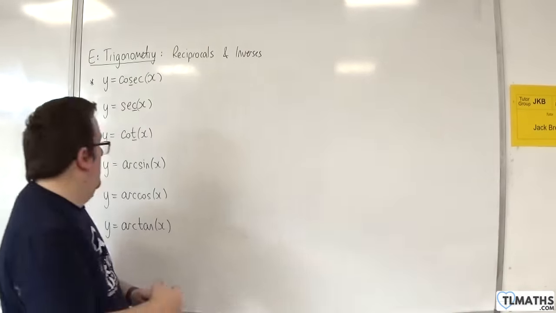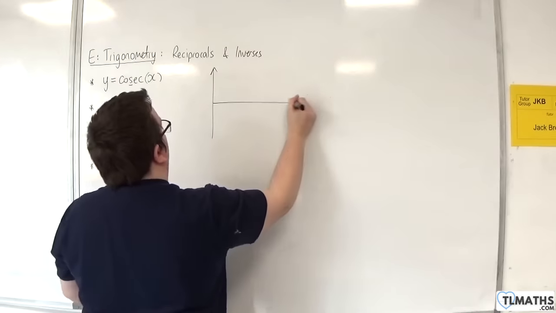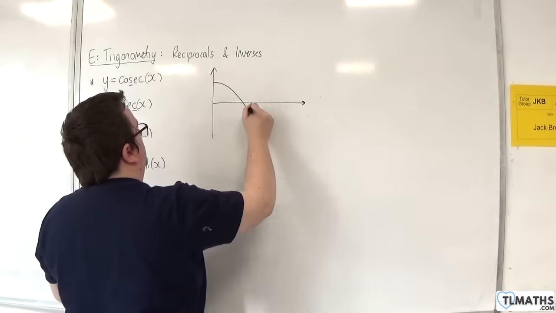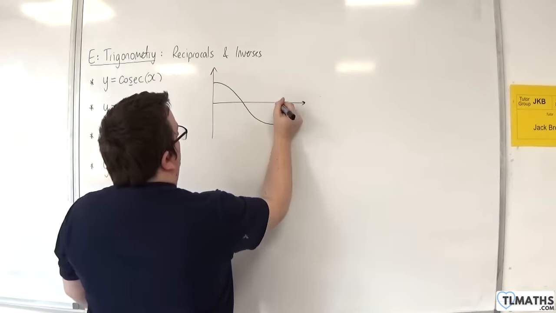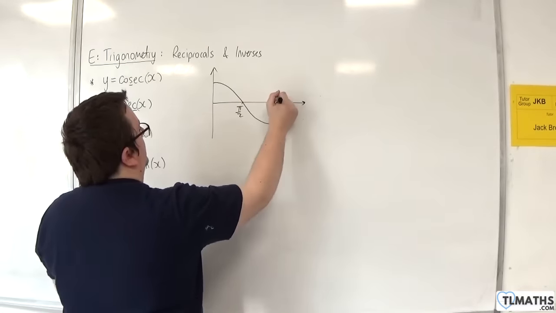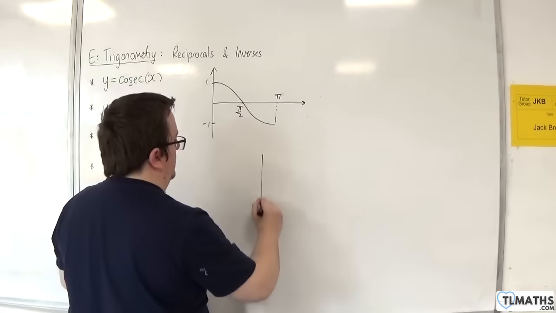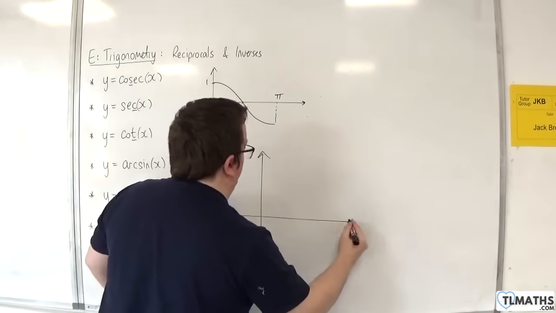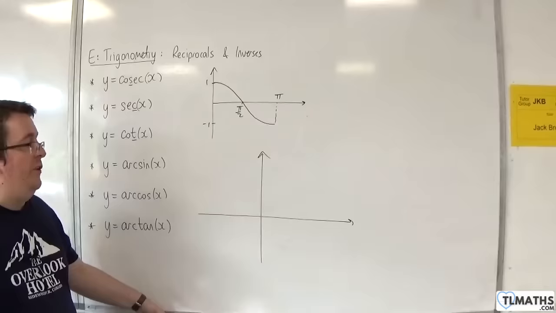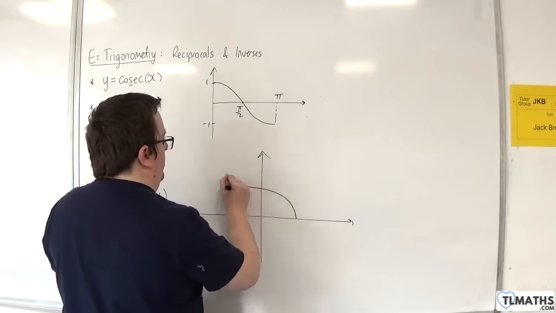Now, for arc cosine, again, I'm going to do a quick little sketch of cosine. I'm just going to do it from there to there. Remember that this function needs to be made 1 to 1. So that's pi over 2, that's pi, that's 1, that's minus 1. We now need to reflect this curve in the line y equals x. So you get a curve that looks like this.